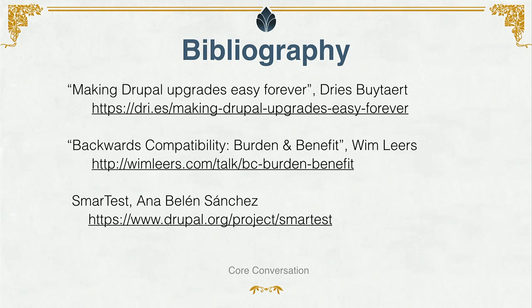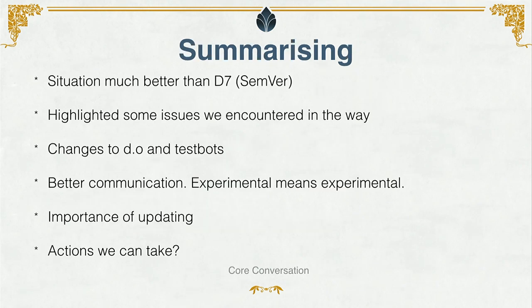Hi, I'm Jess. I'm one of the Drupal 8 core release managers. I did want to highlight on your previous slide where you had your summary, and then you asked what are some actions we can take. Around the communication, better communication for experimental means experimental, and trying to navigate the problem of content moderation in 8.2.x being a huge BC break with content moderation in 8.3.x and 8.4.x. We actually have changed the experimental module process so that won't ever happen again.